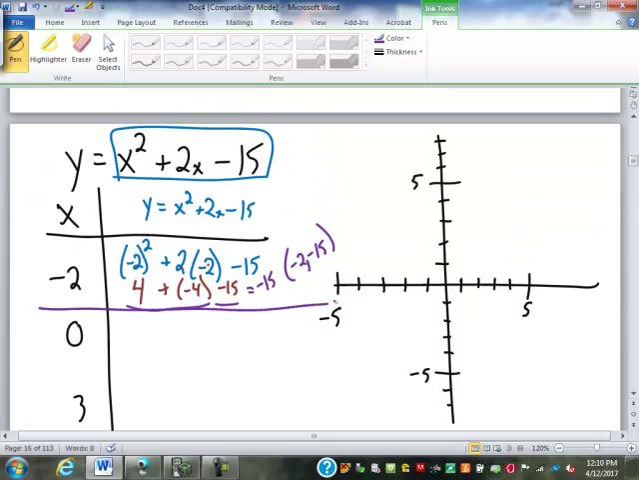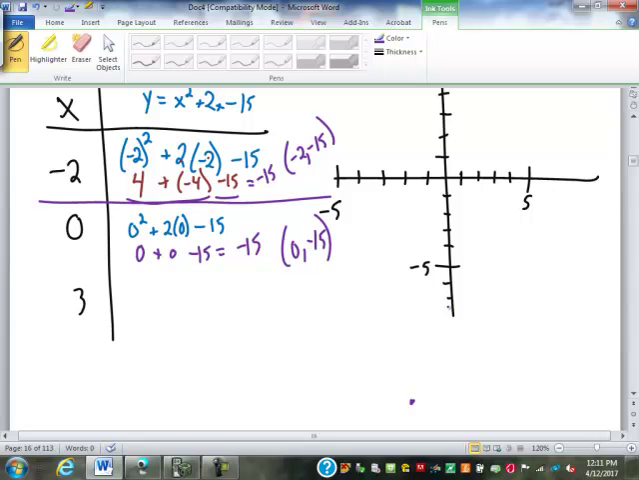If we do 0, so we've got 0 squared plus 2 times 0 minus 15. Well, this one's pretty simple. 0 squared is 0. 2 times 0 is 0. So we've got 0 plus 0 minus 15, which is -15. Perfect. So we got 0, -15 as a point there. Once again, that's not a horribly useful point. 0, -15 is going to be down here off the graph.